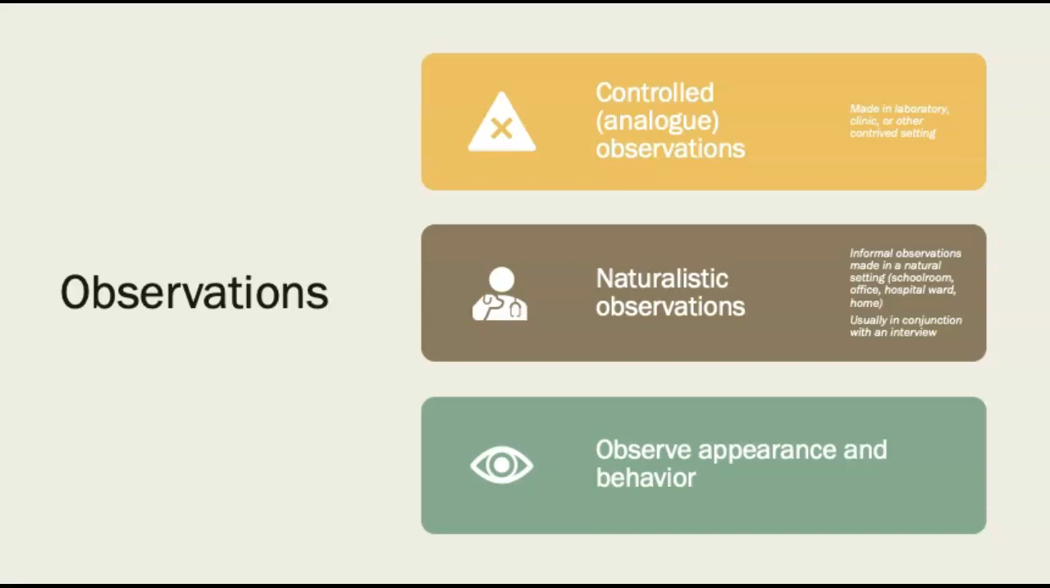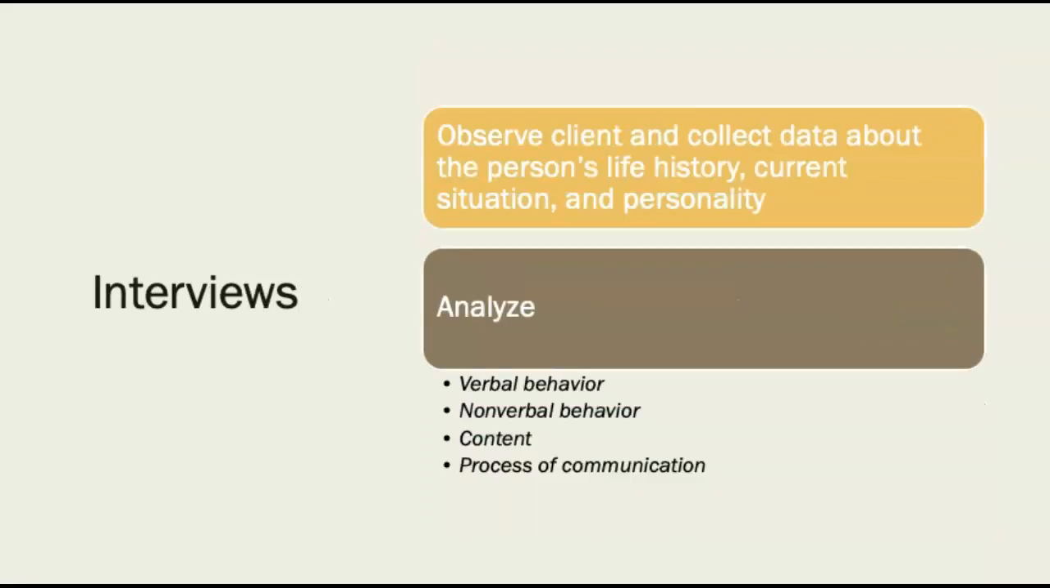Naturalistic observations are going to take place in a bit more of the informal settings, maybe in a classroom or maybe in our office or maybe even at home when we might be looking at something such as parent-child interaction. And the last, most informal type of observation is to observe appearance and behavior. And we talked about how we begin to do that from the very first interaction with a new client or patient. Another type of assessment method is interviews.